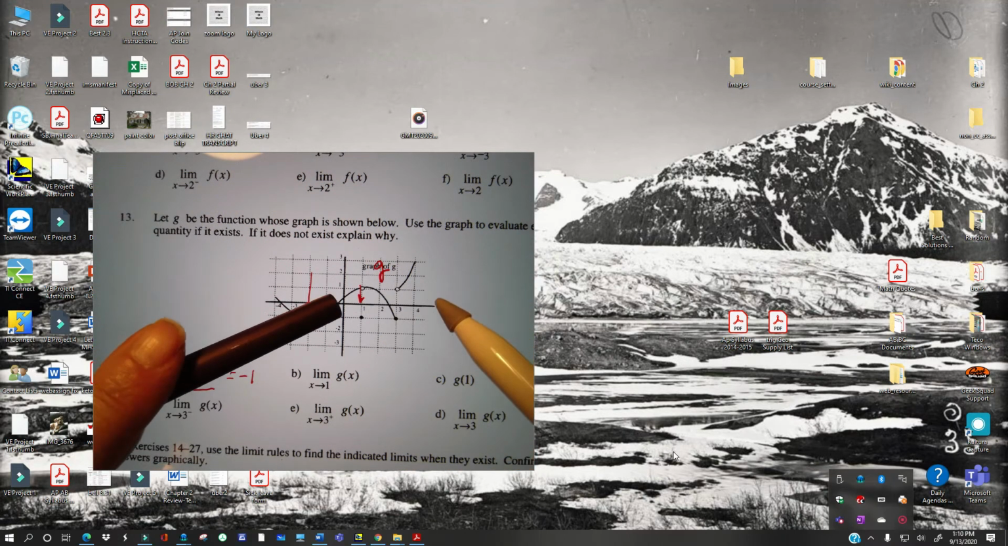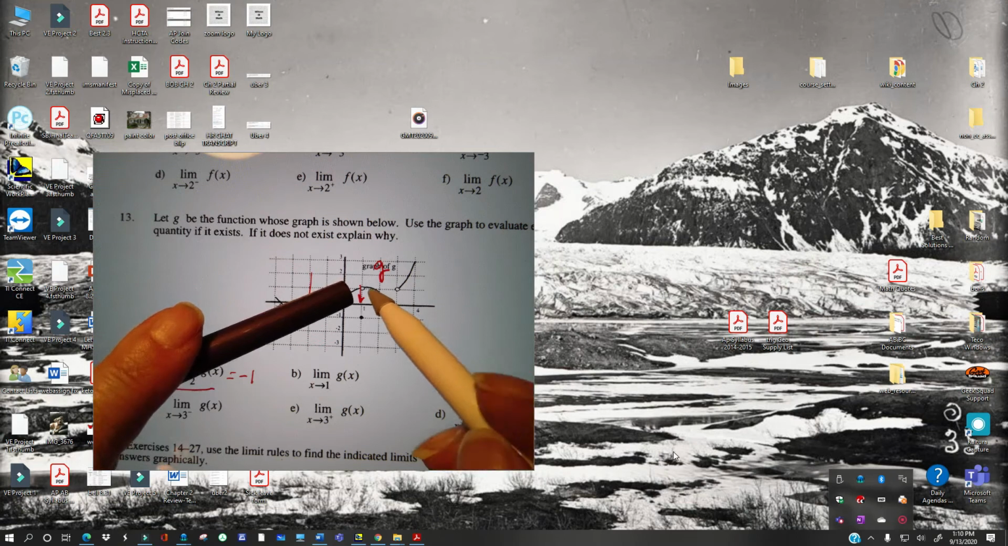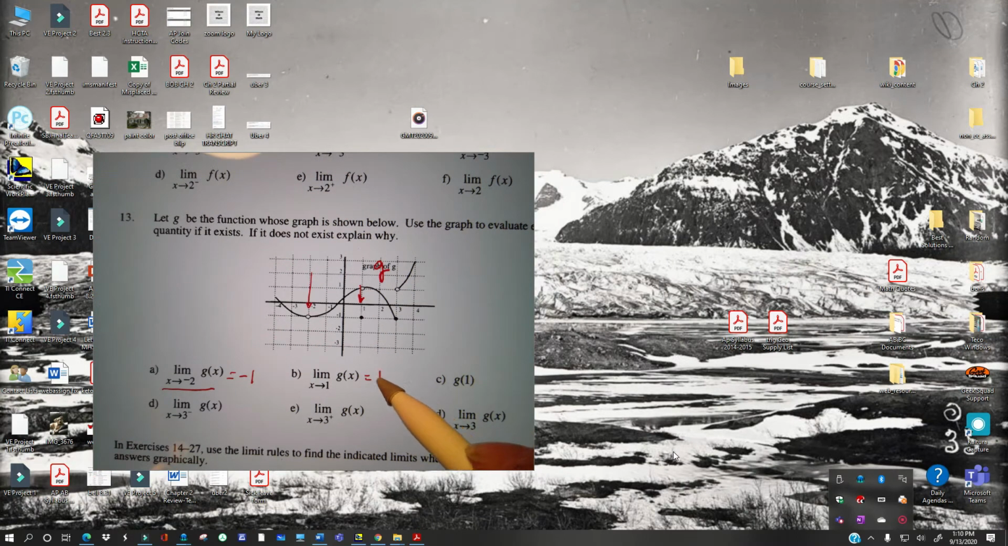If I come in from the left, the height is 1. When I come in from the right, the height is 1. So I would say the limit as x approaches 1 is 1.